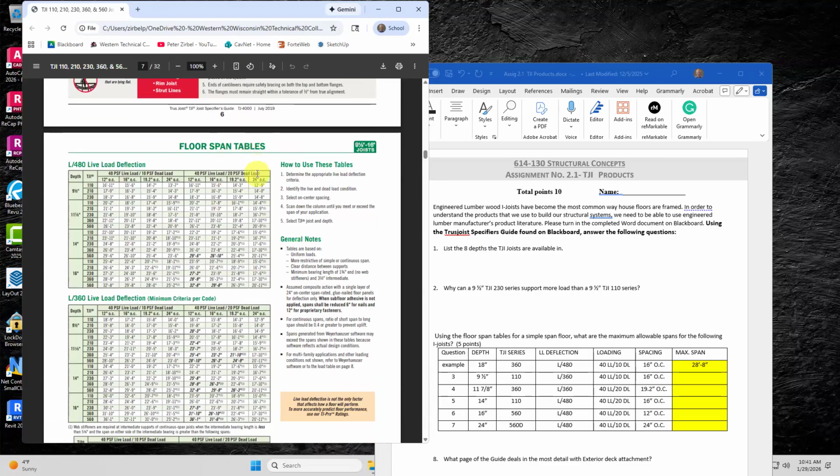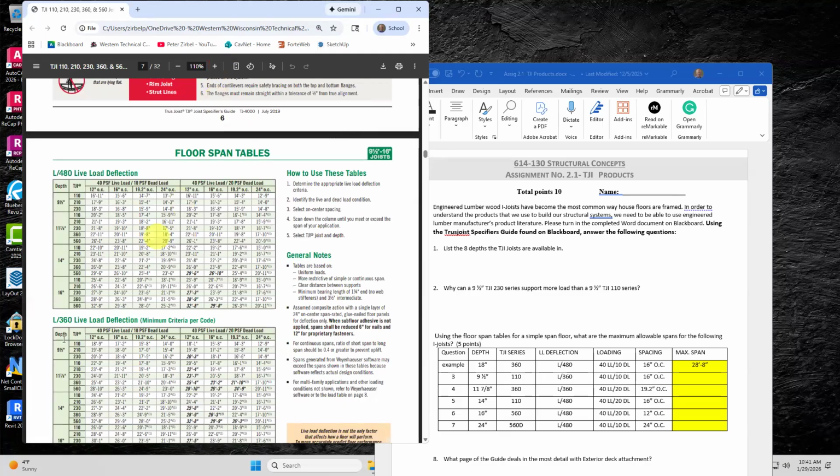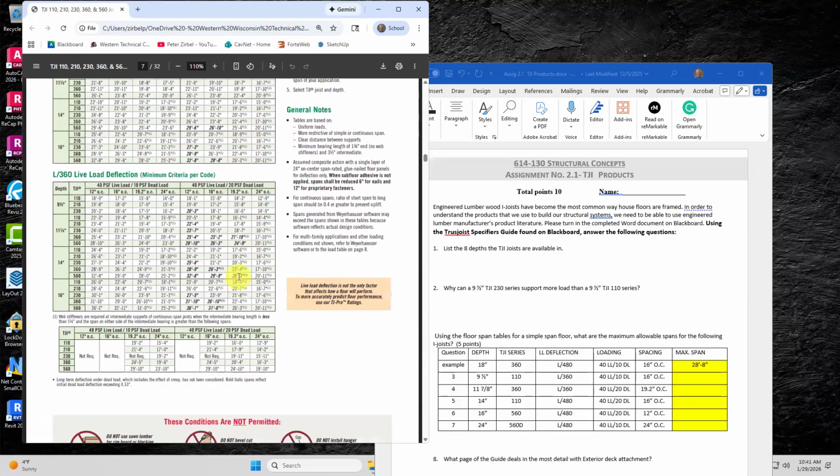So I need to find my 18-inch depth. And you can see if I zoom in here, this only goes up to 16 inches. So I cannot find the answer on this chart. So what am I going to do?